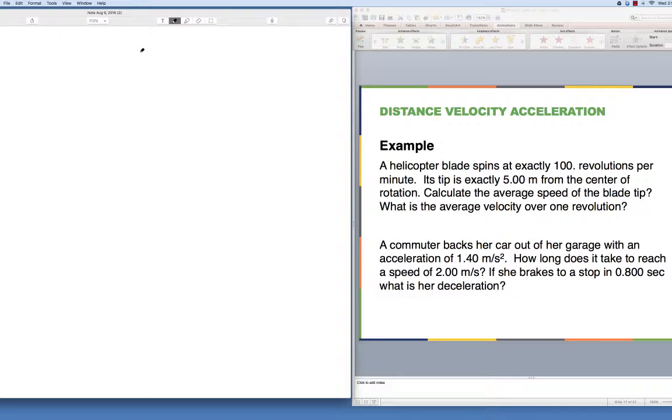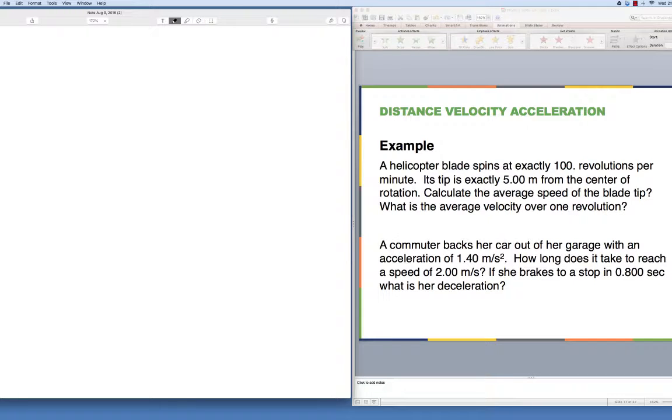It says a helicopter blade spins at exactly 100 revolutions per minute. Its tip is exactly 5 meters from the center of rotation. Calculate the average speed of the blade tip.